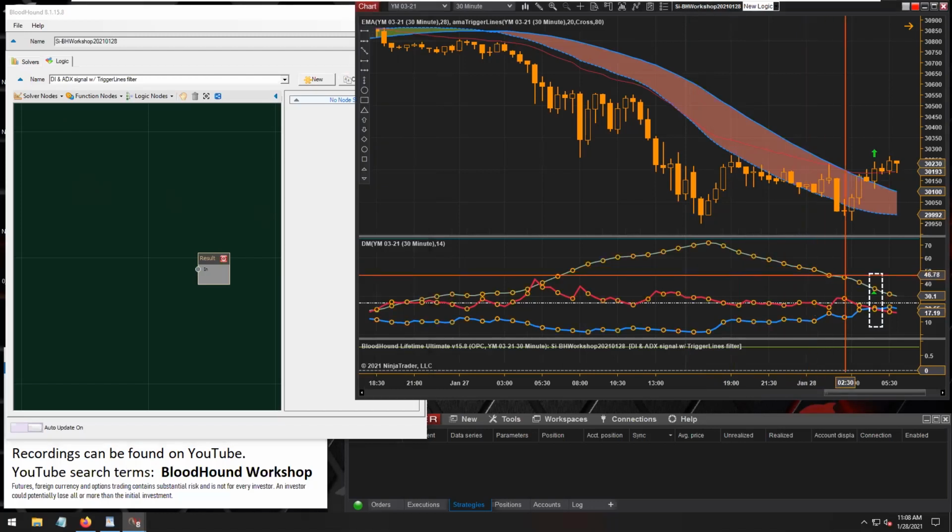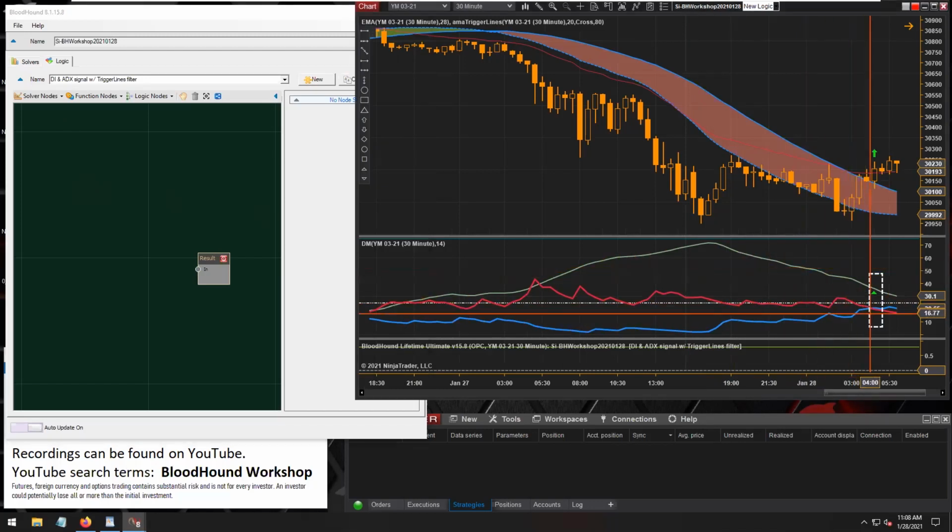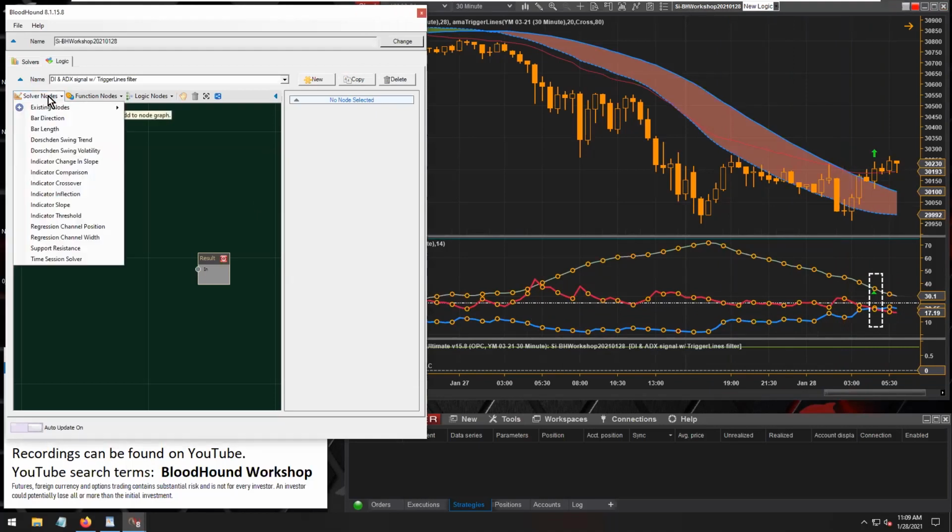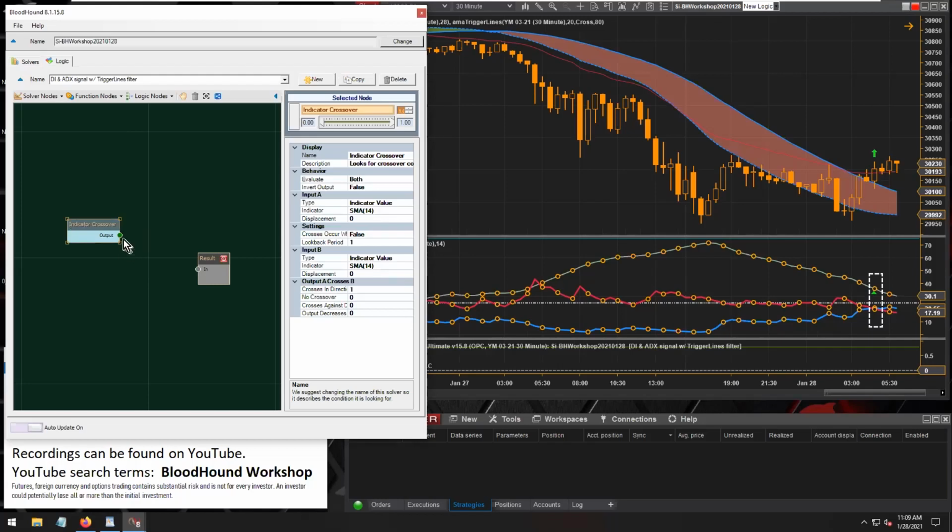All right, so one of the first and easy key conditions is our DI lines crossing each other. So let's start with something simple here. Let's grab a crossover solver. Connect that in. So we're looking for the DI plus to cross over the DI minus.